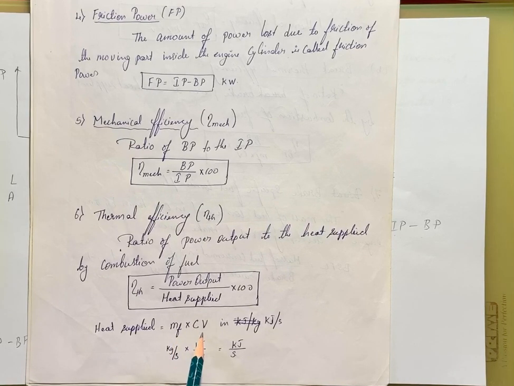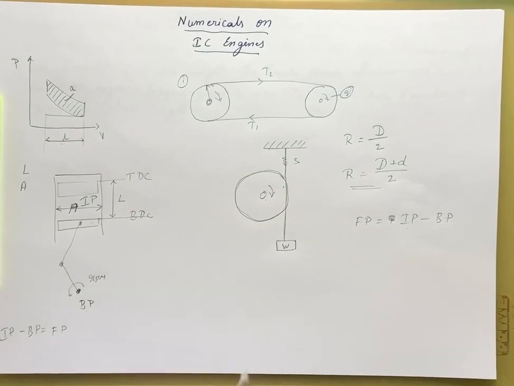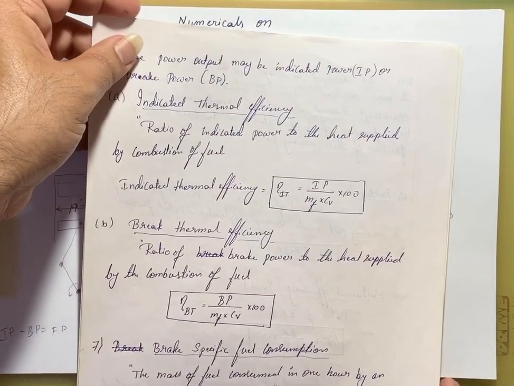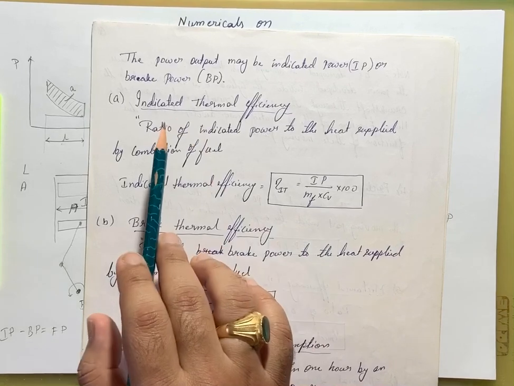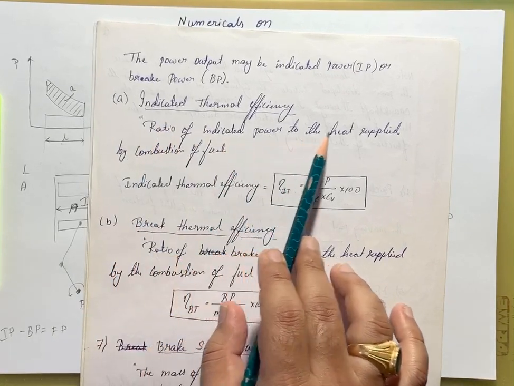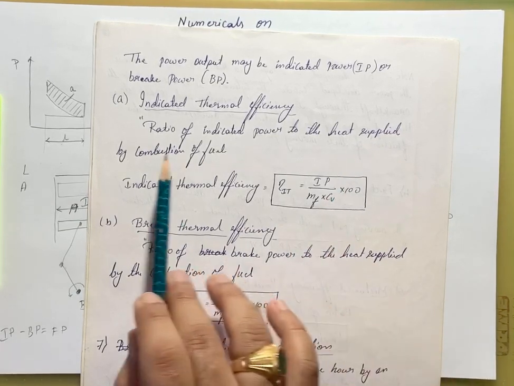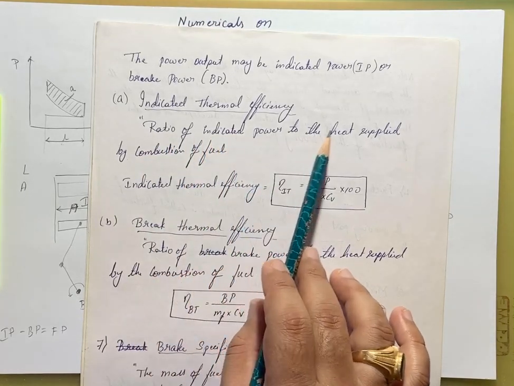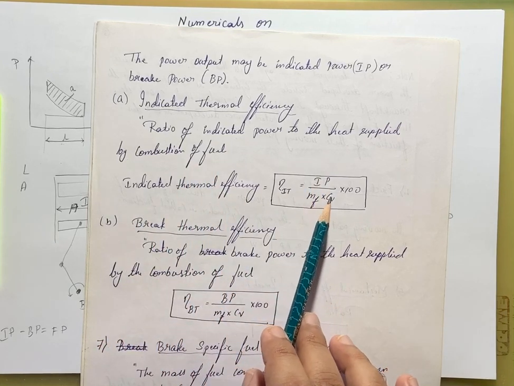Mass of fuel into calorific value. Mass of fuel is taken in kg per second. CV is in kilojoules per kg. At the end, kg cancels, and the remaining will be kilojoules per second. Right. That is for the indicated thermal efficiency, the ratio of indicated power to the heat supplied by combustion of fuel. That is, indicated thermal efficiency is IP divided by MF into CV.